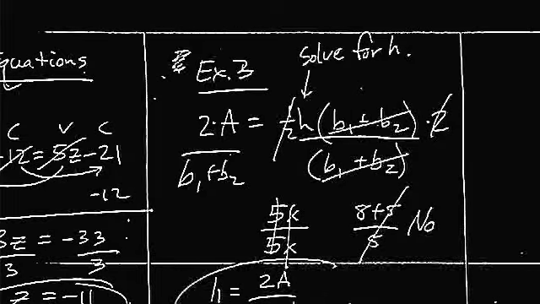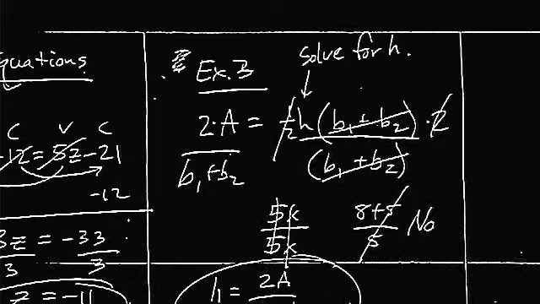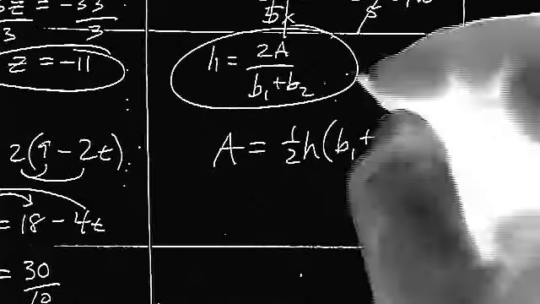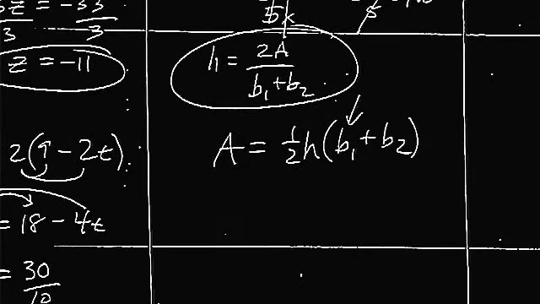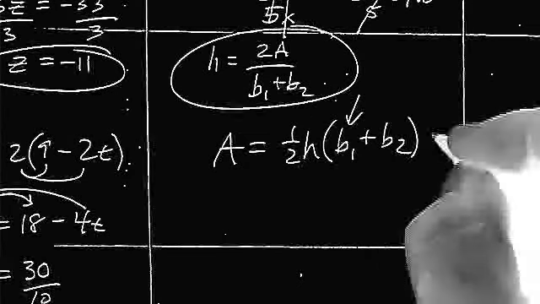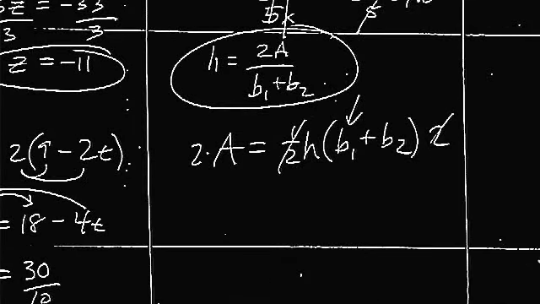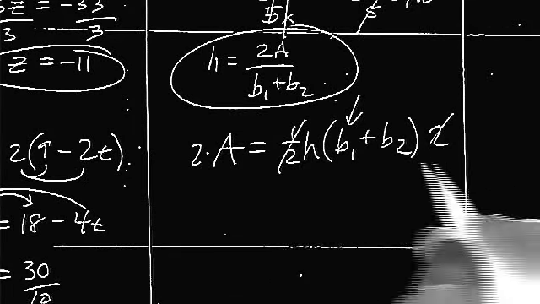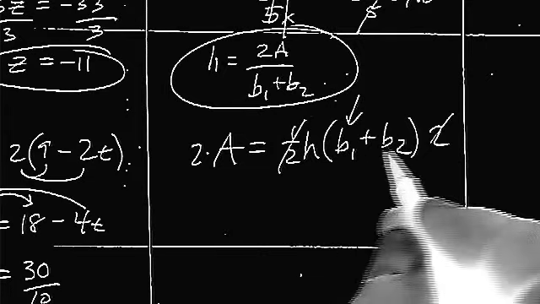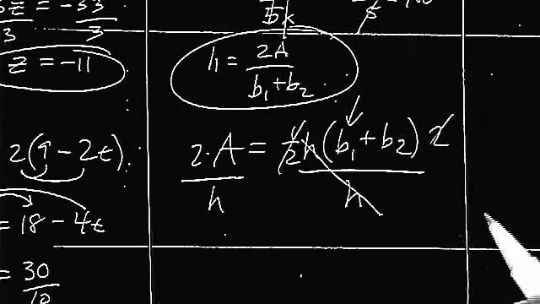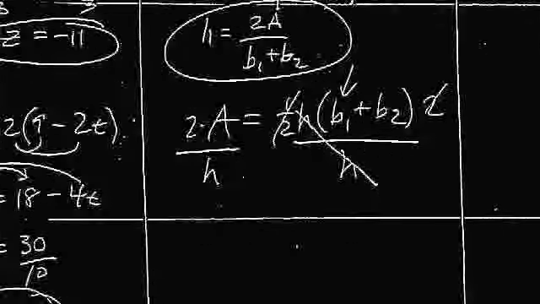Now we could take that exact same equation, a equals 1/2 h times base 1 plus base 2, and solve for a different variable. Suppose this time I ask you to solve for base 1. Well, we would start the same way. We would multiply by 2, right? That gets rid of the half. This time, though, instead of dividing by the sum of base 1 and base 2, we're actually going to divide by h, getting rid of the height and moving it to the other side.